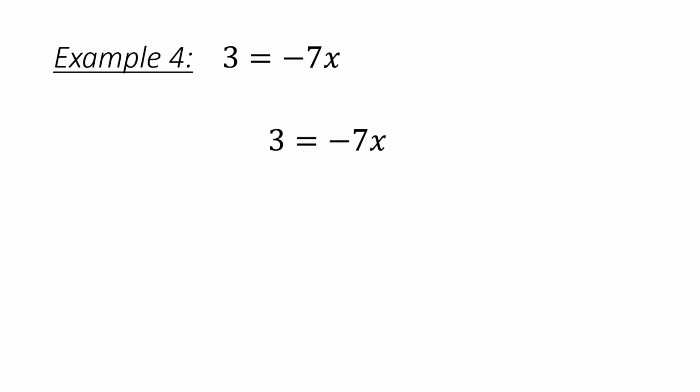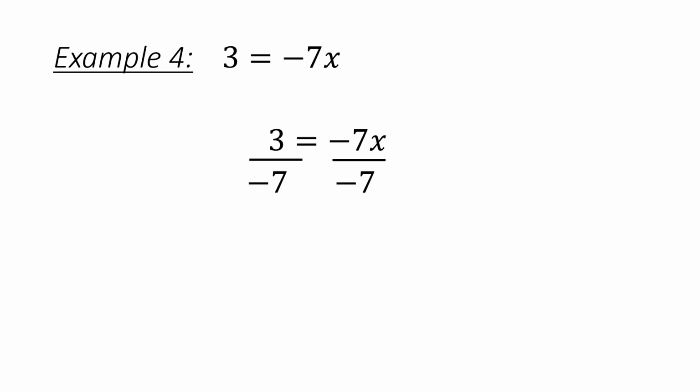Example 4, 3 is equal to negative 7x. This time it's different. The negative 7 is attached to the x. It's actually attached by multiplication. We don't normally put that dot there in between the negative 7 and the x. And so we have to undo the operation of multiplication to move the negative 7. And so the opposite of multiplication is division. And so we're going to divide both sides by negative 7.